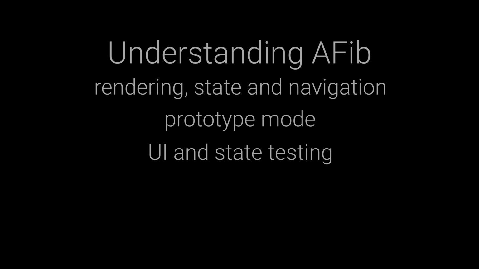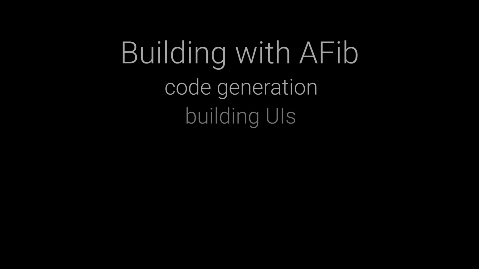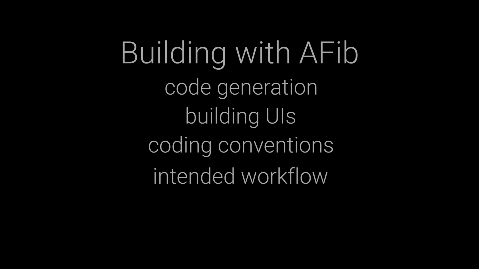The written AFib guide steps you through that process, so there is no need to try and use this video for that purpose. In Building with AFib, we'll build a simple to-do list app from scratch. This second section focuses on using AFib's command line code generation, best practices for building UIs, type ahead conventions, and overall intended workflow from prototyping through production.